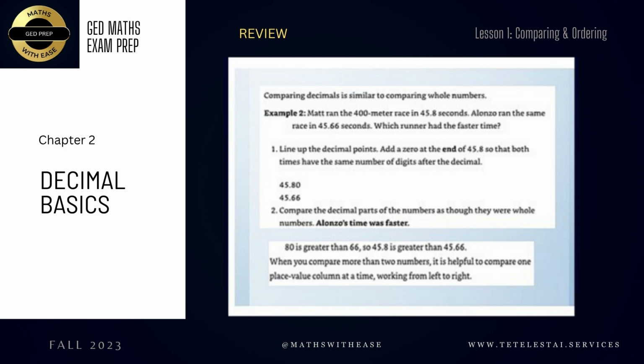And then next you want to add a 0 to the end of 45.8. So this goes back to what we were discussing earlier, that when you add a 0 to the end of a decimal number, it doesn't change the value of the number, but it does help you in case the numbers that you're comparing have more decimal places than the number in question, which in this case is 45.8. So we add a 0 to the end of 45.8. Now we have 45.80. And then you can just compare the decimal parts as though they were whole numbers. And you know that 80 is greater than 66, right? So you decide that Alonso's time was the fastest because he ran 45.8.